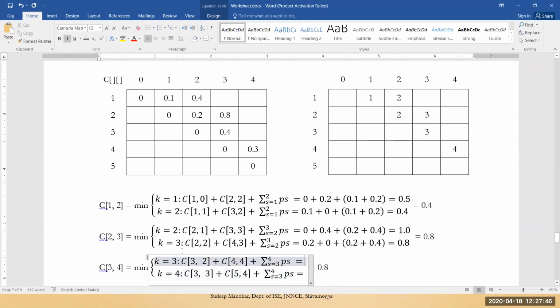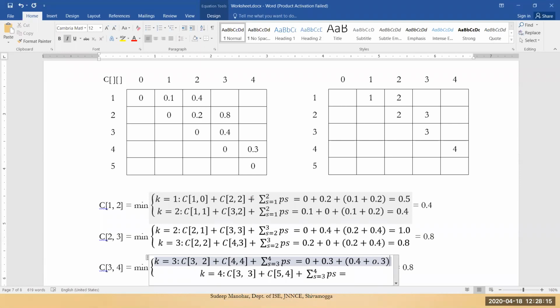What is C of 3 comma 2? 3 comma 2 is 0, plus C of 4 comma 4. 4 comma 4 is 0.3, plus the probability of 3 and 4, P3 plus P4. P3 is 0.4, P4 is 0.3. 0.4 plus 0.3. So the result for this, 7 plus 3, is 1.0.